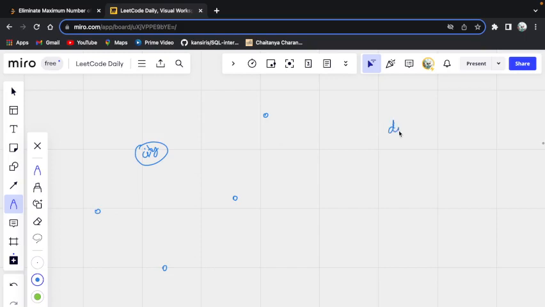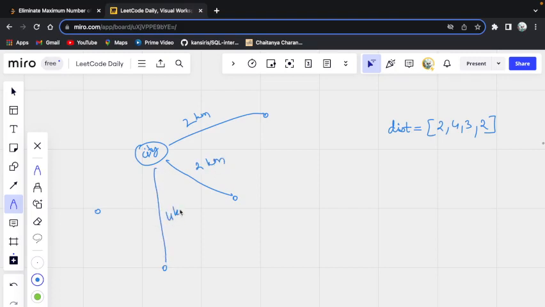Now we are given an array called dist. Here we have four monsters, so we are given four distances inside this dist array. Let's take them as 2, 4, 3, and let's say 2 again. These are the distances given to us. Let's draw these distances. Let's say this is 2 kilometers, this is 2 kilometers again, this is 4 kilometers, and this is 3 kilometers.